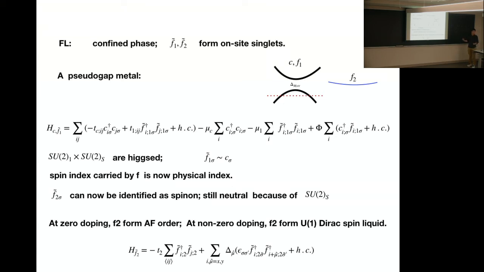Of course, now we want to understand what the gauge field is after this term. It turns out this term is actually a Higgs term. After this term, SU2-1 and SU2-S will be completely Higgsed. It's actually very easy to understand intuitively, because here you hybridize C and F, and you can basically identify F sigma and C sigma. After this hybridization, F will really look like an electron. So the spin index carried by F will become a physical index. In another language, the internal SU2 gauge field will be locked to the physical SU2. And F will also carry the physical charge. So in other words, the U1 part of this SU2-1 will be locked to the physical electromagnetic field. Is there any question?